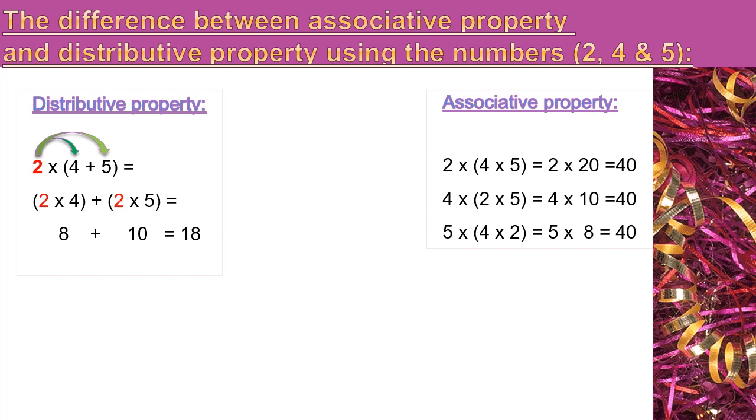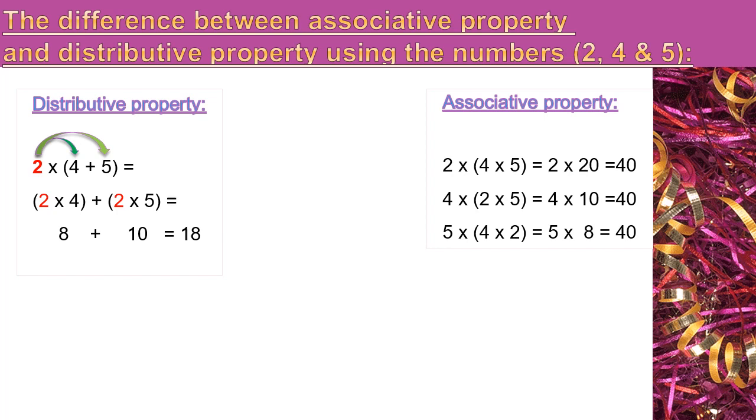In associative property, we said that we use only one sign. So I will multiply 2 times 4 times 5. I will put 4 times 5 between two brackets. It will be 2 times 20, because 4 times 5 equals 20, equals 40.